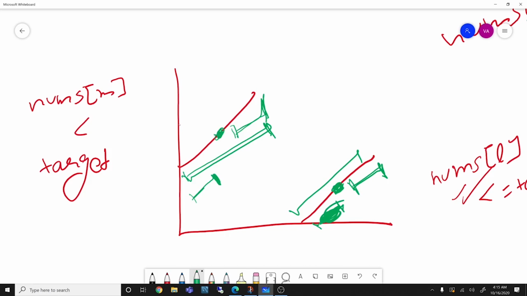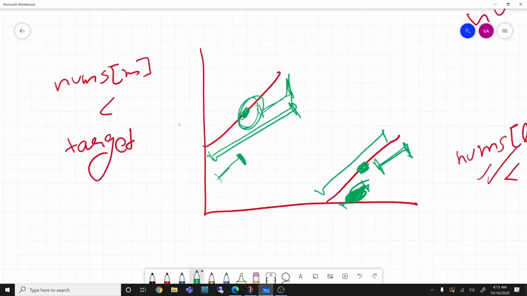Now, again, let's discuss these two conditions in depth. So, in this part, I'll be discussing this condition first. So, let's see.